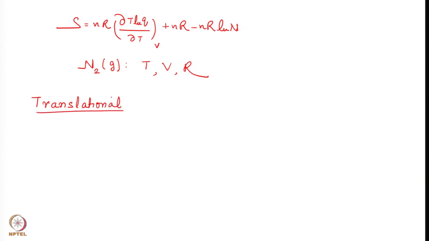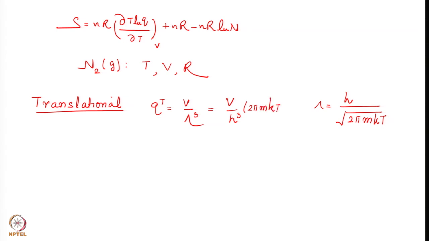When I talk about translational, then Q translational is equal to V upon lambda cubed. Lambda is equal to h upon root 2 pi m kT. So that means this is equal to V upon h cubed, 2 pi m kT raised to the power 3 by 2. This is what I am going to get. We are asked to solve this at T equal to 298 Kelvin, 25 degrees centigrade, and we are given standard state conditions.